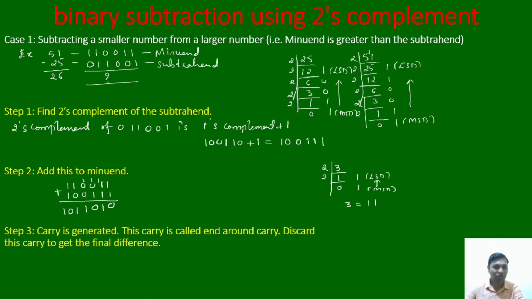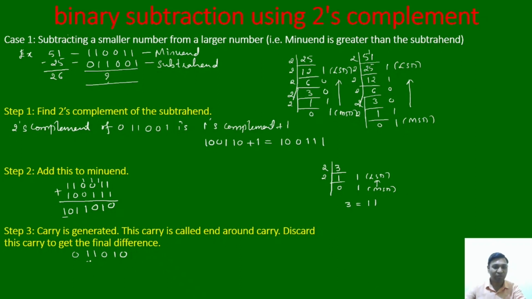Now let us go for step number 3. Carry is generated. You can see the last bit, leftmost bit is called carry. This carry is called end around carry. Discard this carry to get the final difference. Discard means you can just leave it off and you can write the remaining bits. So you can write 0 1 1 0 1 0. This leftmost bit 0 you can write, otherwise you can leave it.